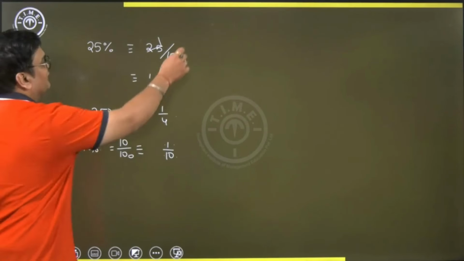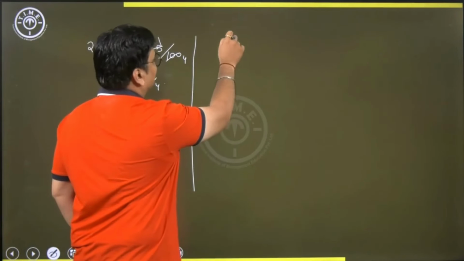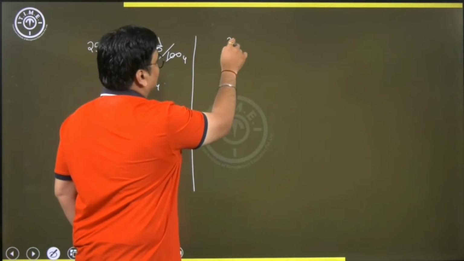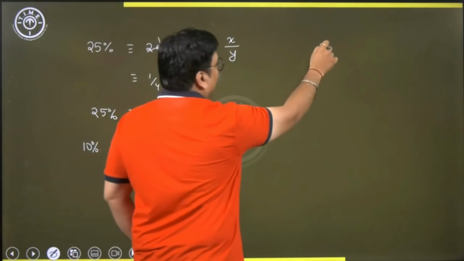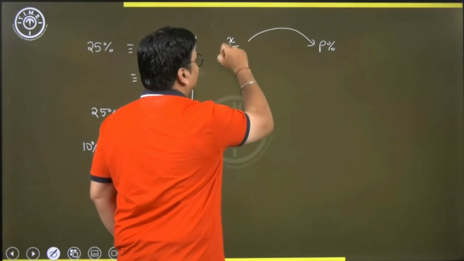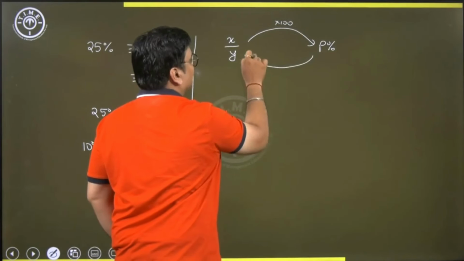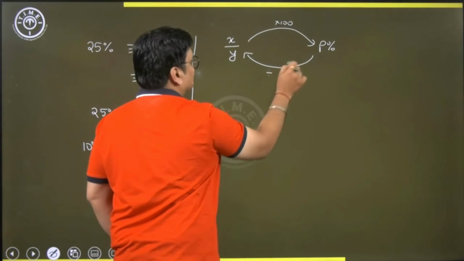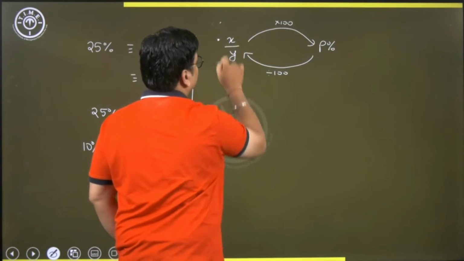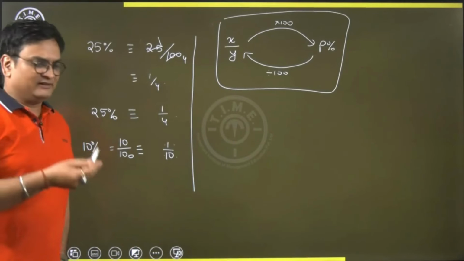Now there is an easier way of doing that, I am sure all of us are aware, but let me just write it down once here. If you have any fraction like x by y and you want to find its corresponding percentage value, you multiply the fraction with 100. If you want to convert the percentage value into a fraction, you divide the percentage value by 100. So this is how you can directly convert fraction to percentage or percentage to fraction.